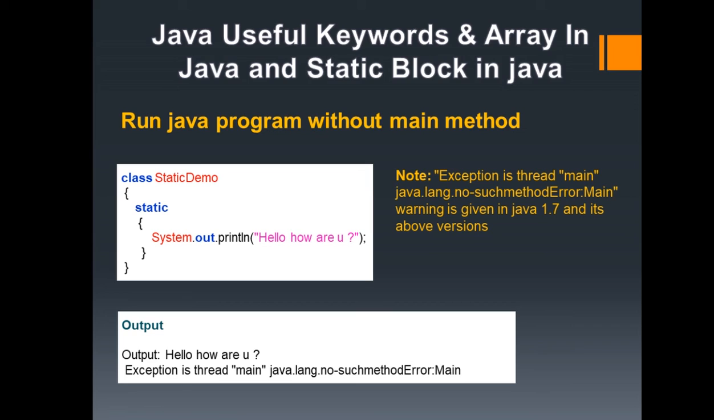Exception in thread main, java.lang.NoSuchMethodError: main. Always keep in mind that you get Exception in thread main, java.lang.NoSuchMethodError: main. This error is given in Java 1.7 and its above versions, but below these versions there is no such kind of exception. So please note this. This is a very important interview question.